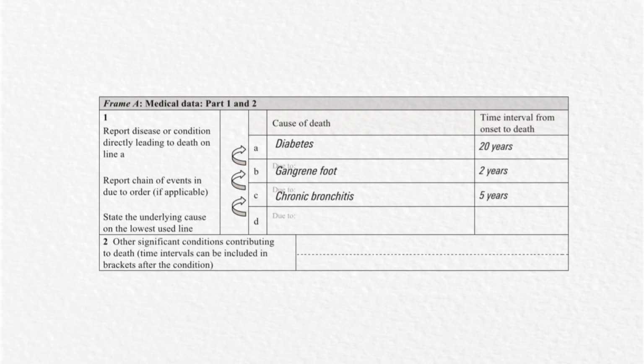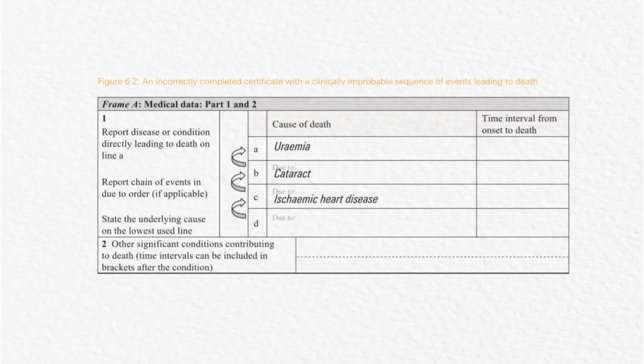This case shows a clinically improbable sequence of events leading to death, as chronic bronchitis does not cause gangrene or diabetes. It is likely that the diabetes caused the gangrene which led to death, and that chronic bronchitis was a significant condition. Also, you have to mention whether this diabetes was type 1 or type 2. Another example: ischemic heart disease does not cause cataract, and this cataract does not lead to death by uremia.